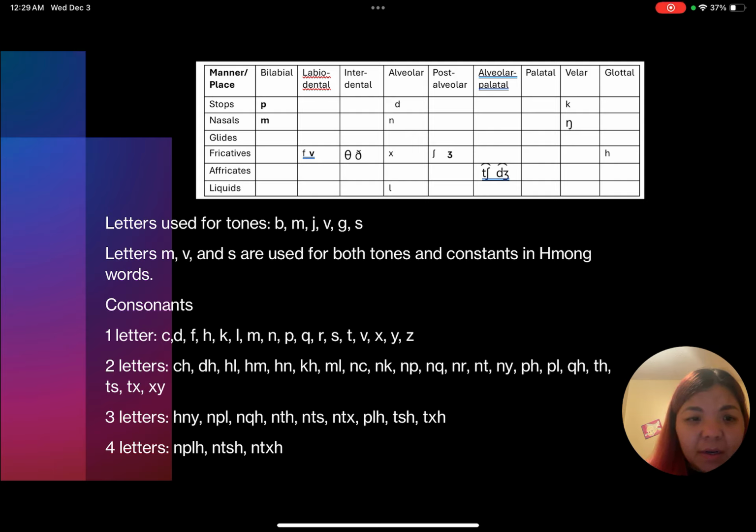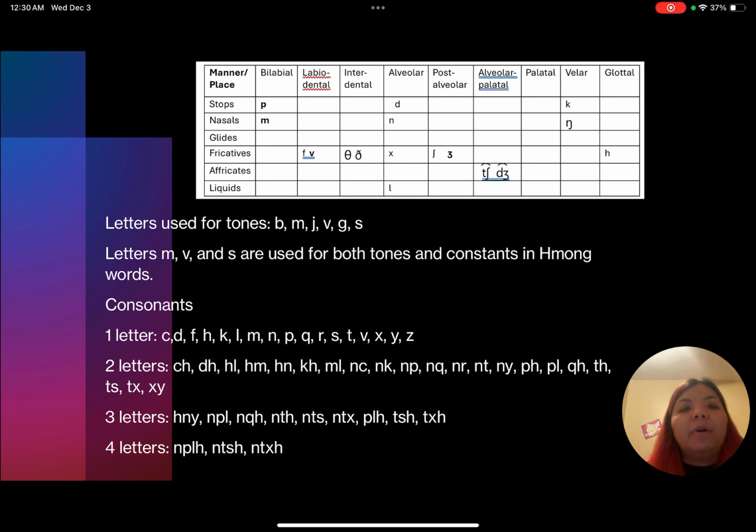Then I have the three letters NP, the H and Y. Those are the more complex words. We don't really use them as often as we used to. The younger students nowadays don't really use the three-letter consonants as often as my generation, where we grew up and used a lot of that. And then there are the four-letter ones, which are NP, LH, and pl.